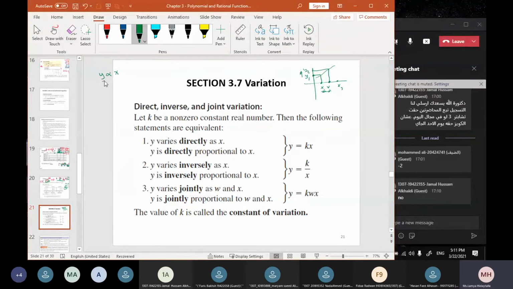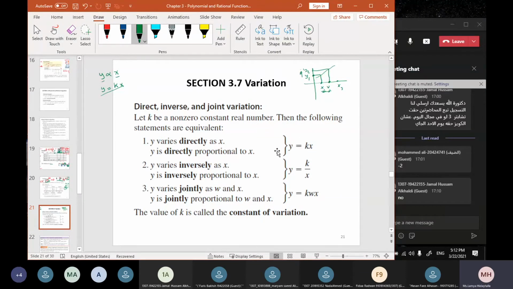So if y and x are always directly proportional, then we say that y is equal to some constant times x. So in the case of y varies directly as x, we write y equals kx, like that. Clear?